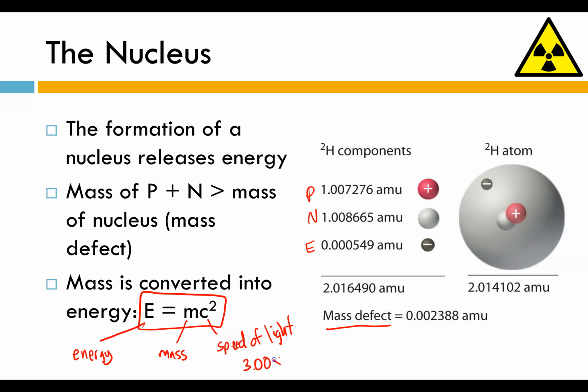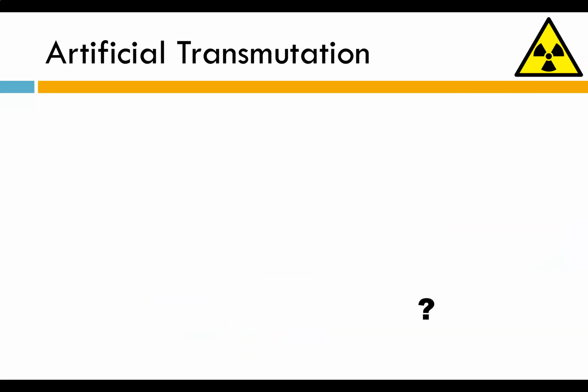Now, it's been a while since we've talked about the speed of light, so just to remind you, it's 3 times 10 to the 8th meters per second. So through these very, very small mass defects, we're actually able to produce a pretty substantial amount of energy. I'm not going to ask you to perform calculations with E equals mc squared. I just want you to get an appreciation for what's happening when a nucleus forms. We are going to see a little bit of mass getting effectively lost, but in reality, that mass is converted into energy. Right. So let's talk a little bit about artificial transmutations.